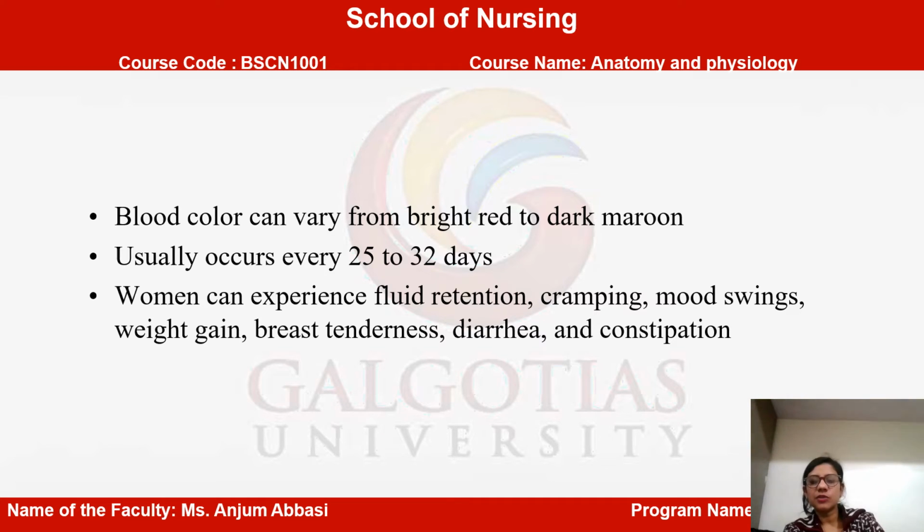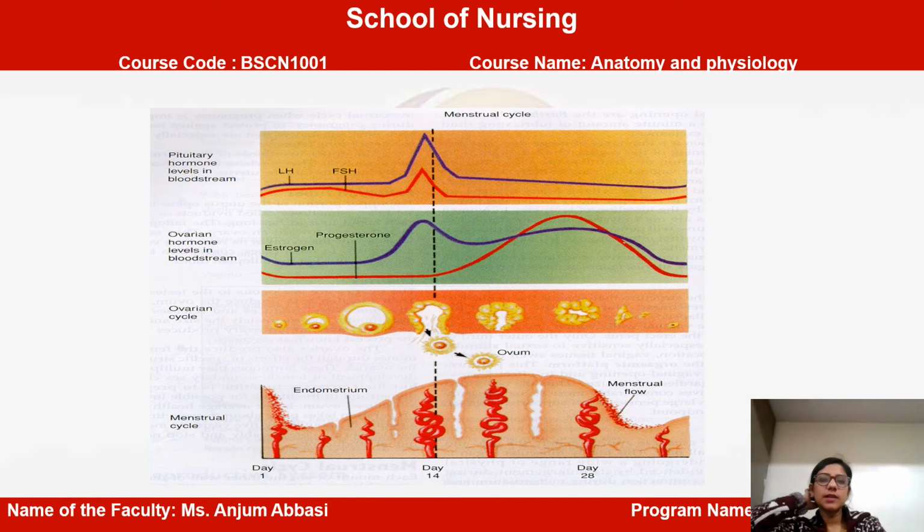Women can experience fluid retention, cramping, mood swings, weight gain, breast tenderness, diarrhea. And so students, in this slide you can see the menstrual cycle and its phases. According to the number of days, you can see what changes are occurring inside the endometrium layer of the uterus. There are various hormones like luteinizing hormone, follicle stimulating hormone, estrogen and progesterone, and you can see their variation, their level of increment and how they are going down.